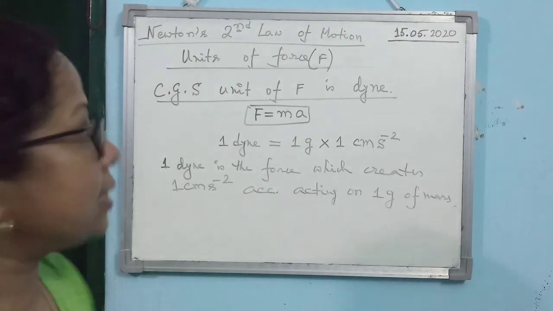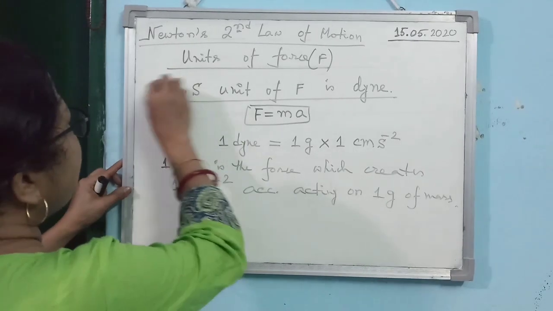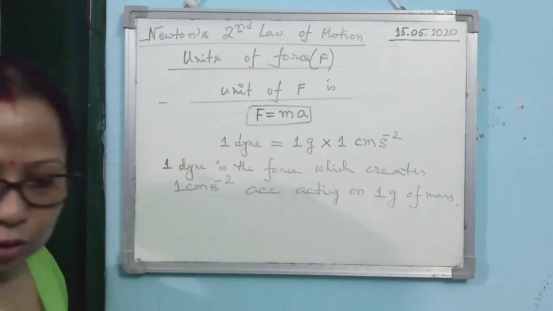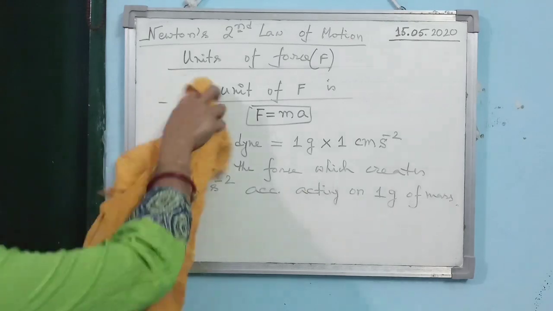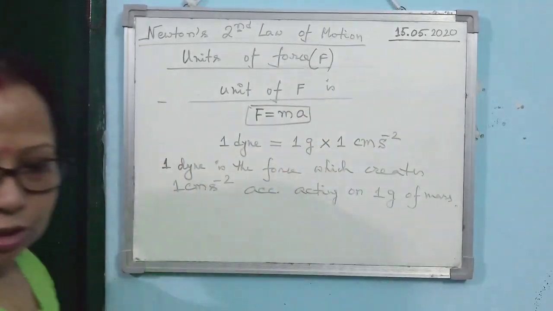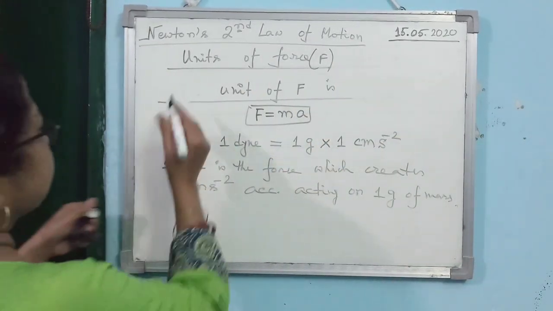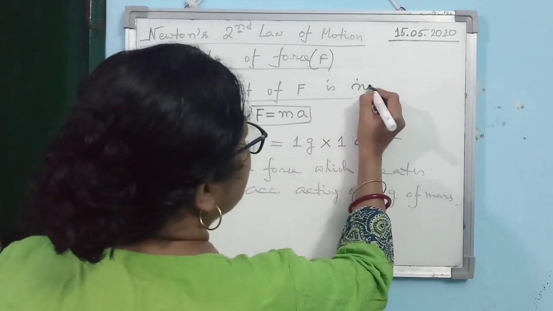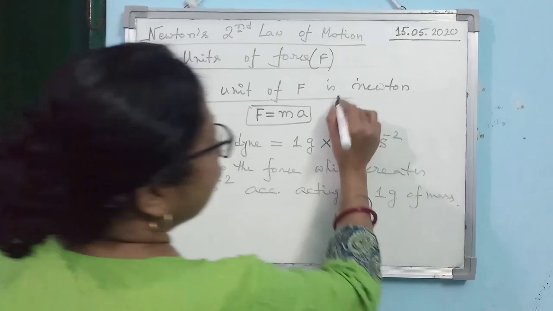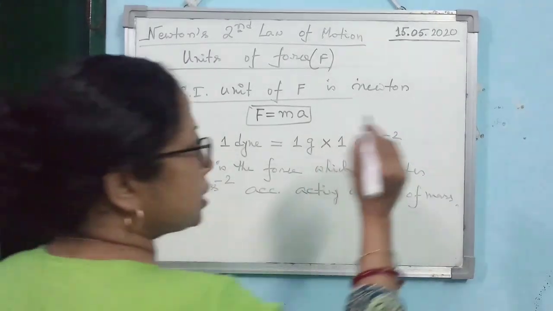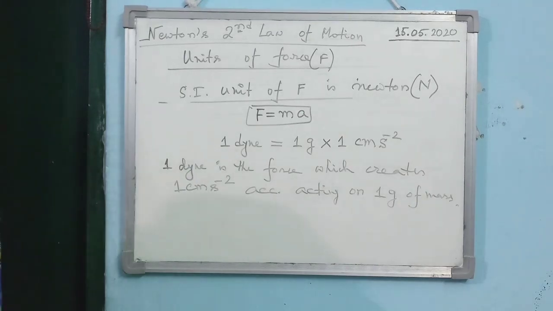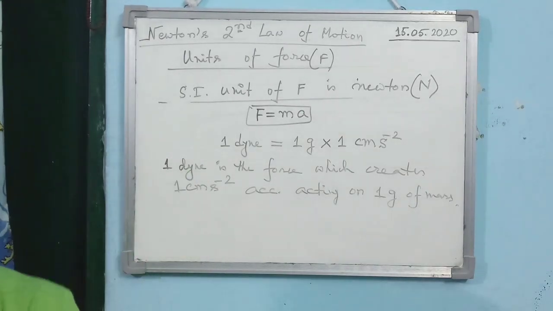Then next is, what is the SI unit of force? Alright. SI unit of force is Newton. When you write down the full form, n should be small. First chapter we studied, and if you use the symbol, it will be big N. Is that clear?